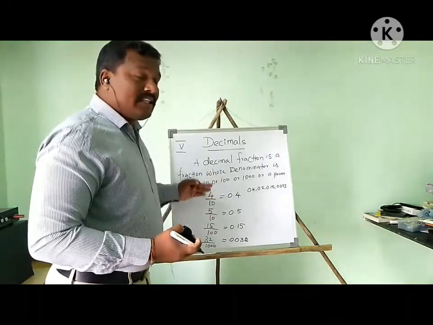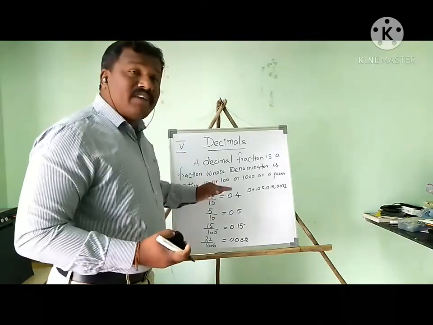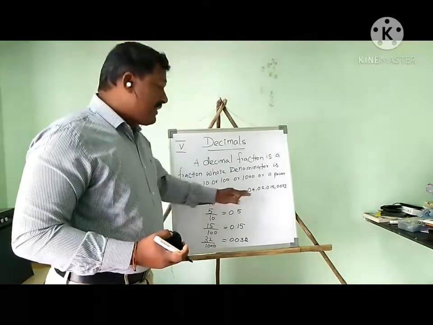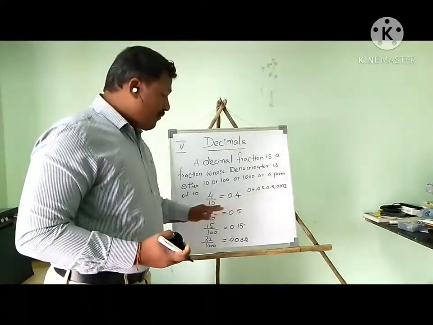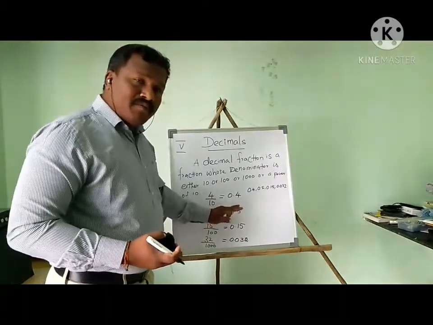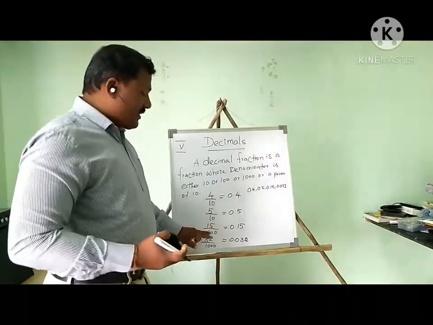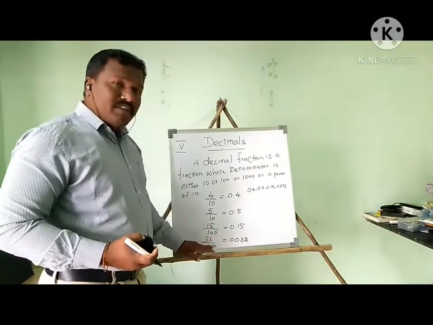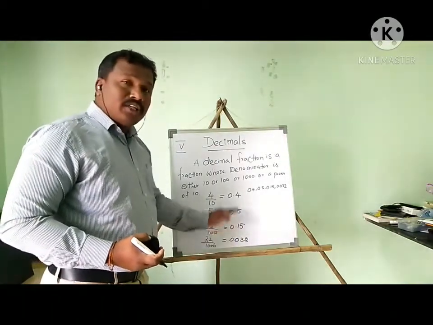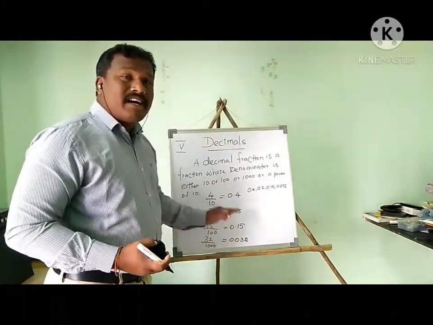So as per that, this fraction we can convert and write in another form like this. 4 by 10 we can write as 0.4. 5 by 10 we can write as 0.5. Okay. 15 by 100 we can write as 0.15. Okay. 32 by 1000 we can write as 0.032. So these all are decimal numbers or decimals.